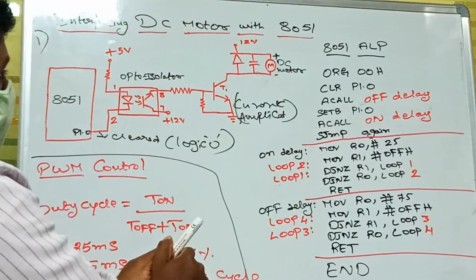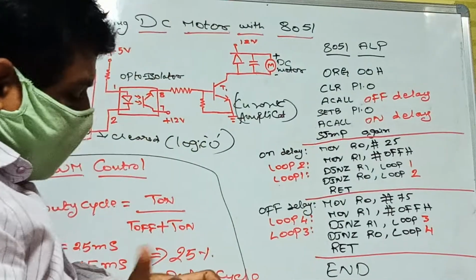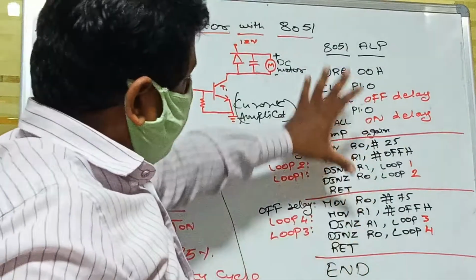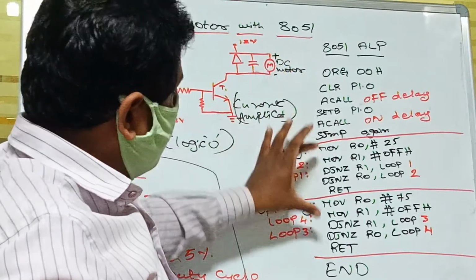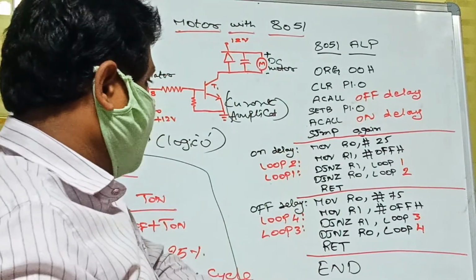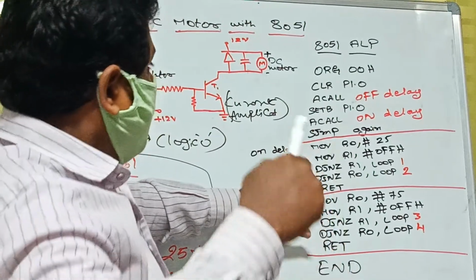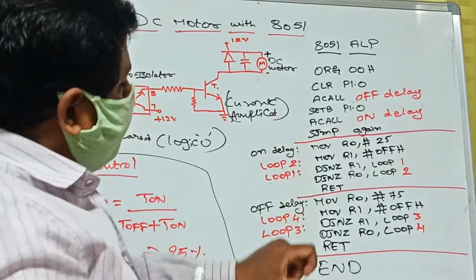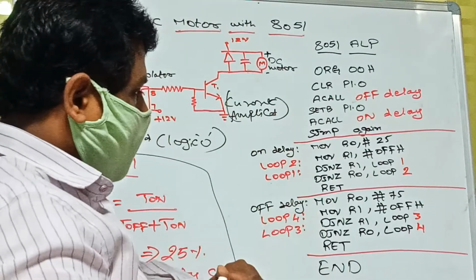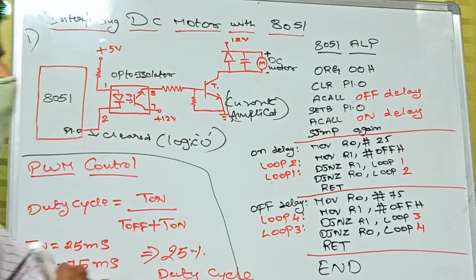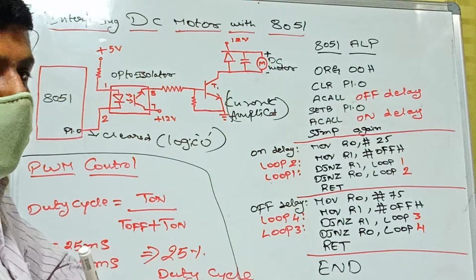Now let's come to the programming part. 8051 assembly language programming. Here the program is divided into 3 parts. One is the main program, and the other 2 we call subroutine programs. This is the main program, and this part we call the subroutine of the DC motor once it gets turned on, and this is the other subroutine program once the DC motor gets turned off. Here we will come to know how much time delay I have given for the DC motor to turn on and to turn off.